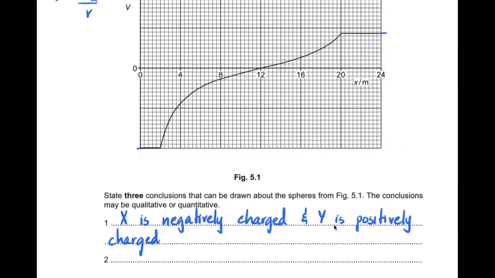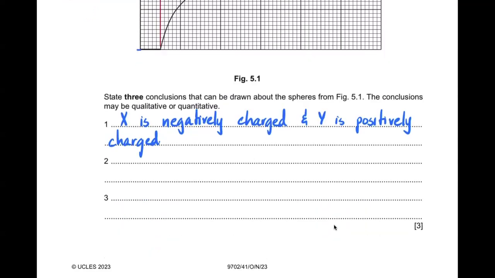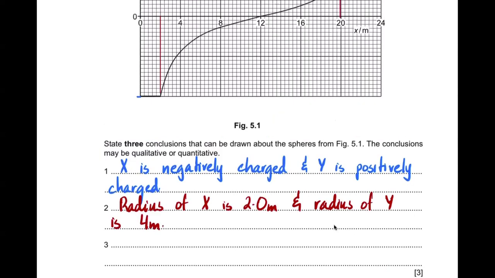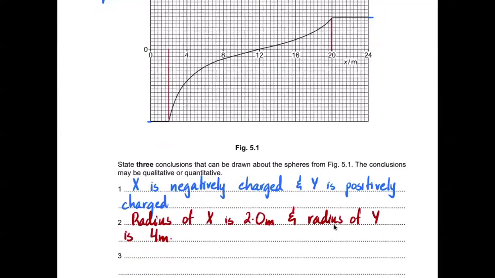Also, if I look closer, I can figure out the radius of each sphere, because within the sphere, I know that electric potential is going to be constant, right? So for X, its radius is 2 meters, and for Y, its radius is 4 meters. So radius of X is 2 meters and radius of Y is 4 meters, right? Apart from that, what else can I see?